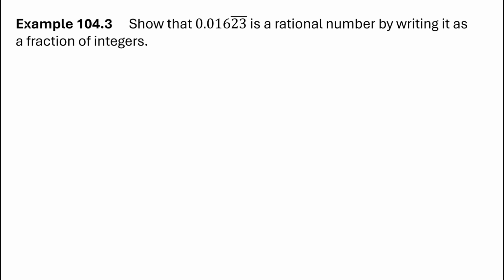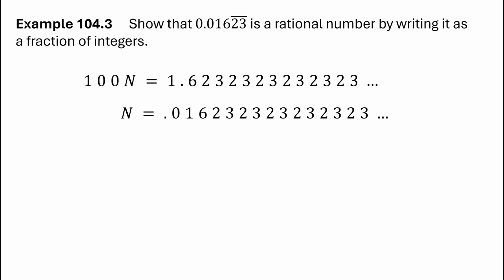So what we're going to do first is call this number n, and write out a few repeats of the repeating part. So n equals 0.01623232323, writing it out a few times. I'm also going to write 100n. I chose 100 because the 23 has 2 repeating digits, and 100 has 2 zeros.